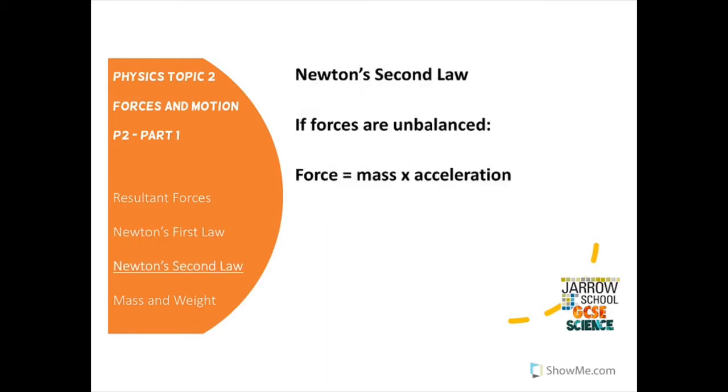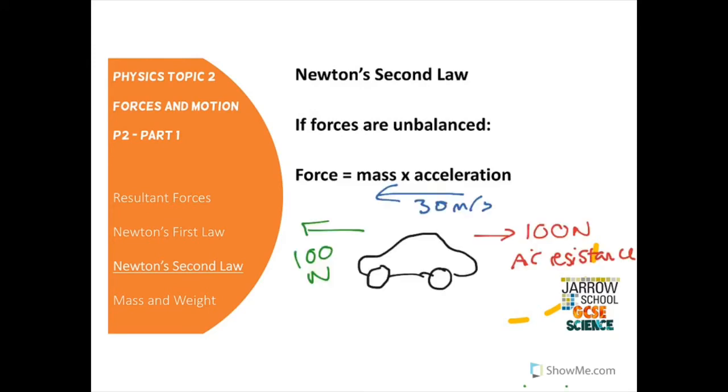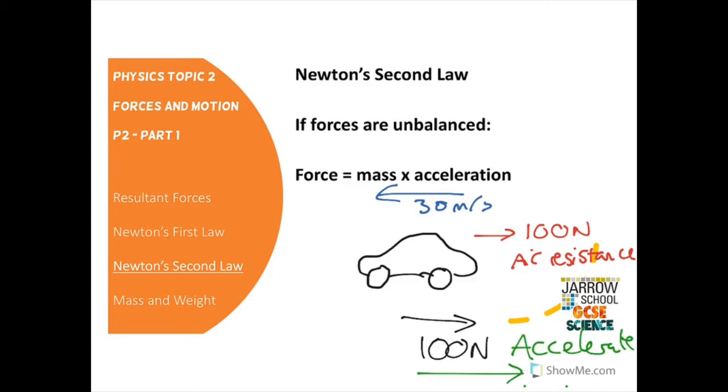So his second law is about if forces are unbalanced. If we take that car from the last example, and the person takes their foot off the pedal, there's going to be no engine force anymore. So the only force acting on that car is 100 newtons to the right. Newton's second law applies anytime there's a force diagram where one of the forces is bigger than another. So here we have a resultant force to the right. What's going to happen? The car will accelerate to the right. That is a very, very important point. It will not just move to the right, it will accelerate in that direction.